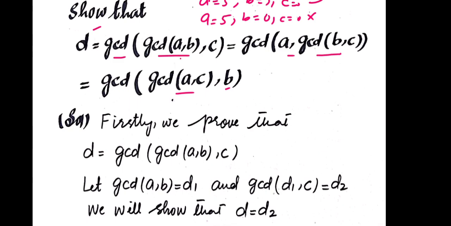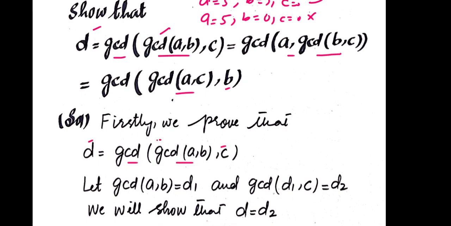Here we will prove only the first part, and at the end we will say that by using the symmetry and arguments we can prove the remaining two. So we will prove that GCD of AB with C is equal to D.